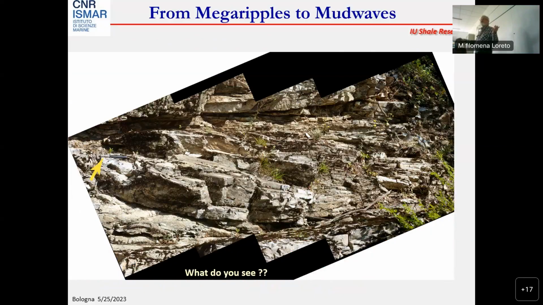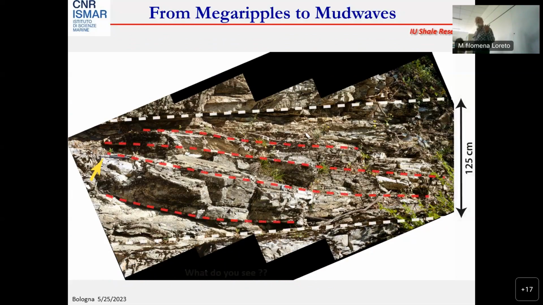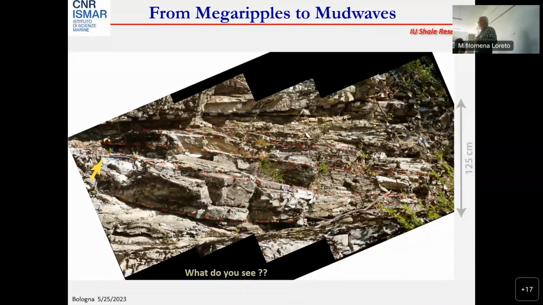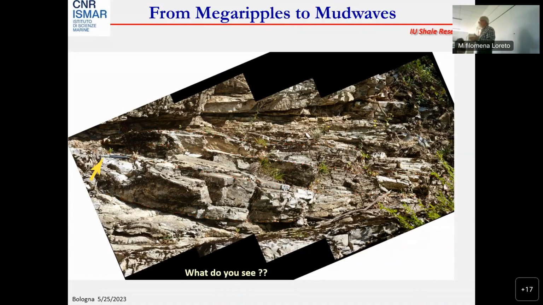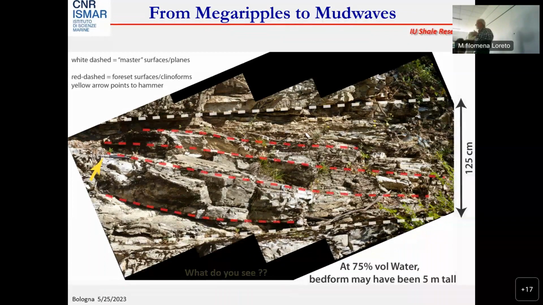And if you want to go a little bit further, well, this is an outcrop. There's a hammer. The master bedding planes are here. And then there's that thing here. So you're looking at basically a mud wave that has been preserved accidentally. That thing might have been several meters tall.